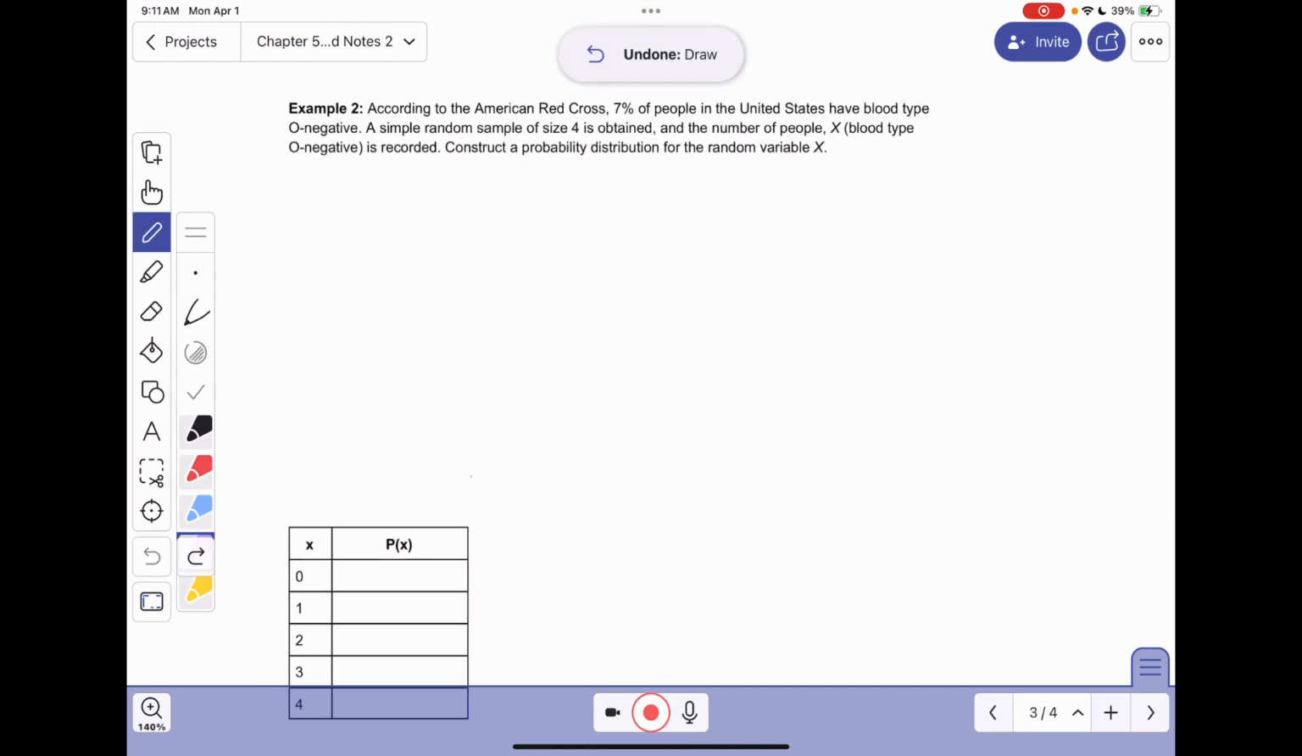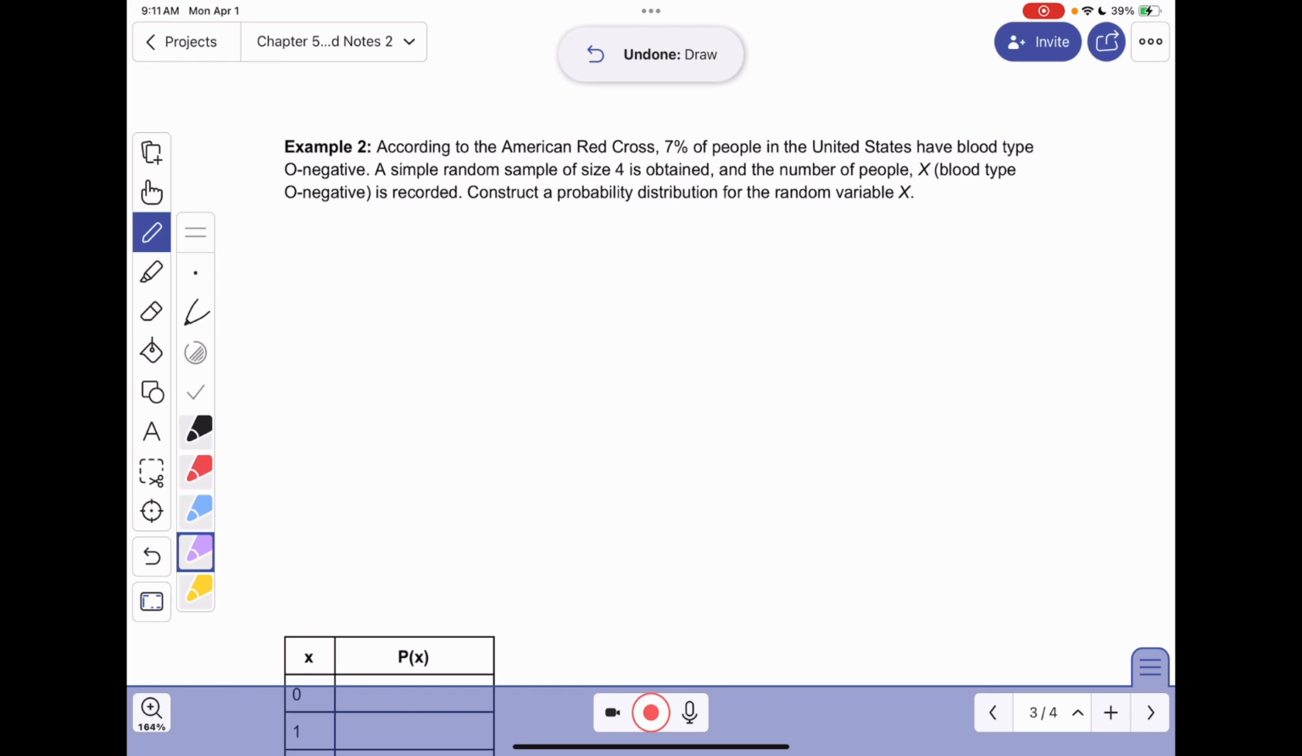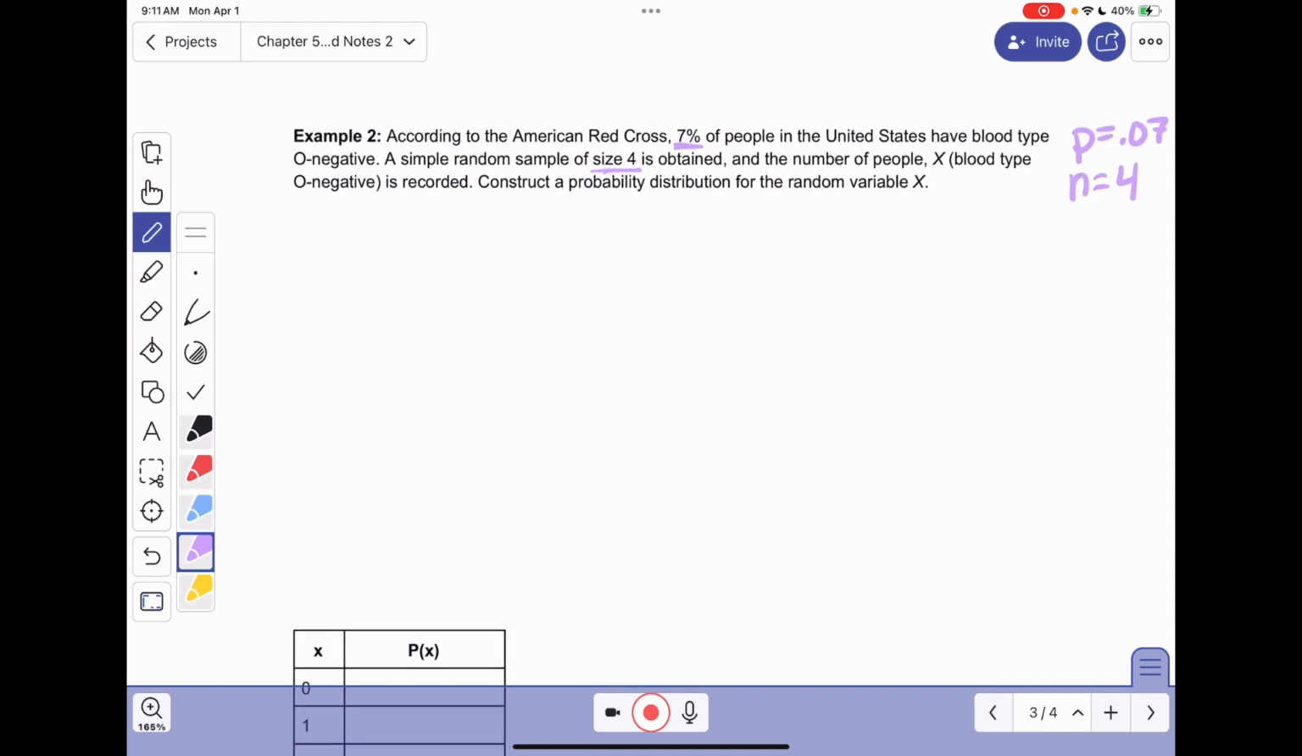All right, so how do we find these probabilities? Well, according to the American Red Cross, 7% of people in the United States have a blood type of O negative. So we know right now our probability is 0.07. A simple random sample of size 4 is obtained, so N equals 4, and the number of people X with blood type O negative is recorded. Construct a probability distribution for the random variable X.